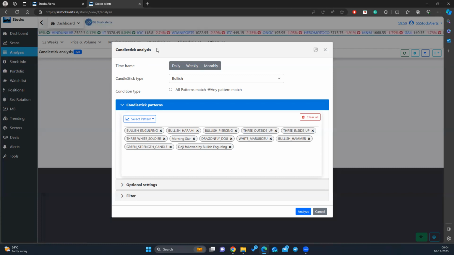First thing is we want to identify trades based on the candlestick. Then you can select the time frame, which time frame we want. We can select daily, weekly, monthly. So let's go for daily.